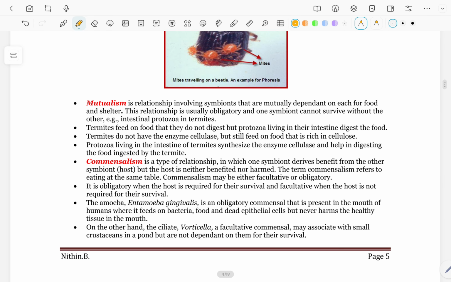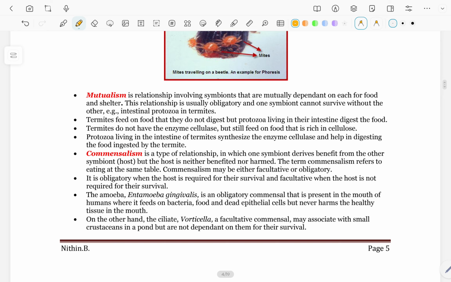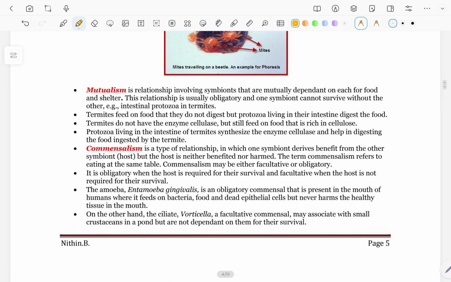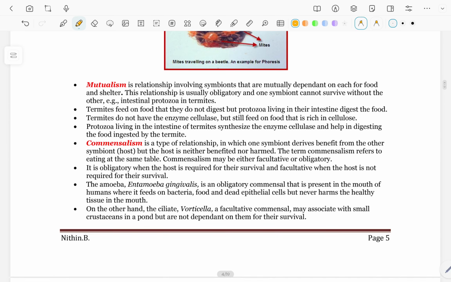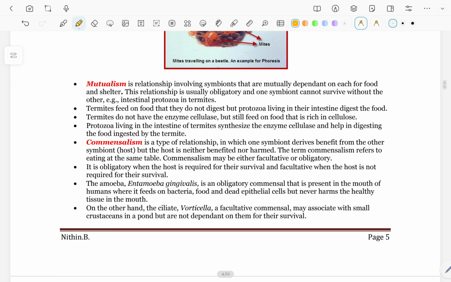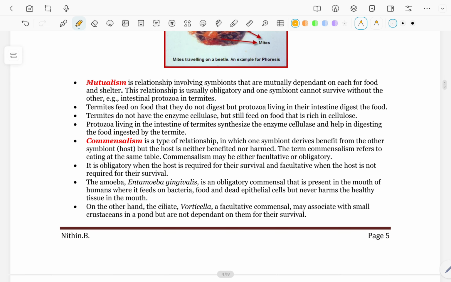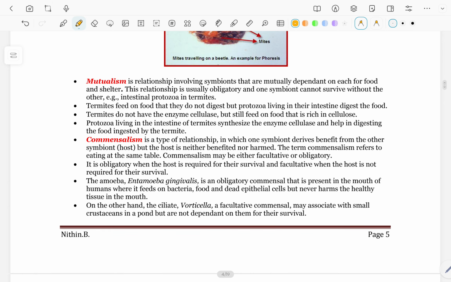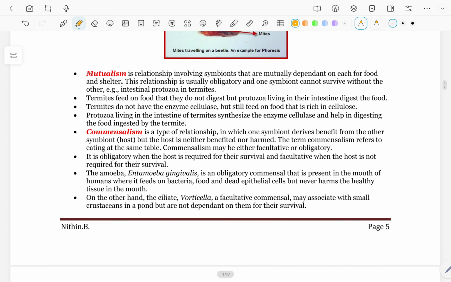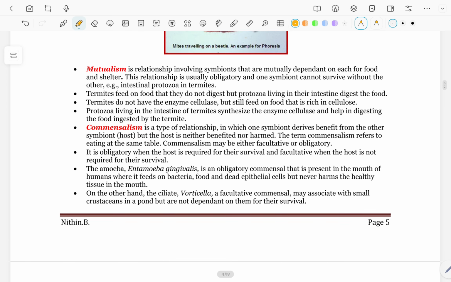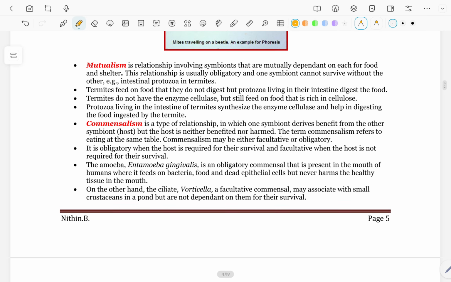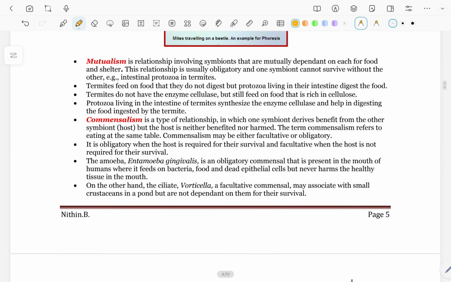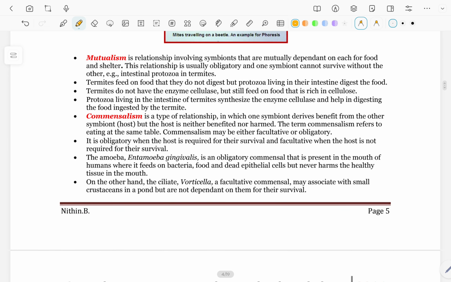Termites feed on food that they do not digest, but protozoa living in their intestine digest the food. Termites do not have the enzyme cellulase, but still feed on food that is rich in cellulose. Protozoa living in the intestine of termites synthesize the enzyme cellulase and help in digesting the food ingested by the termite.